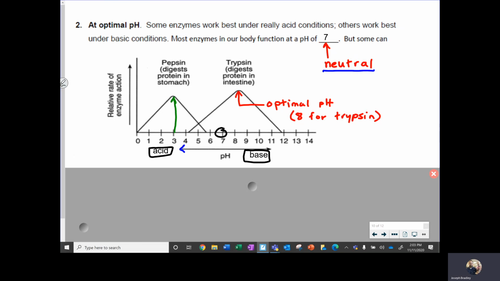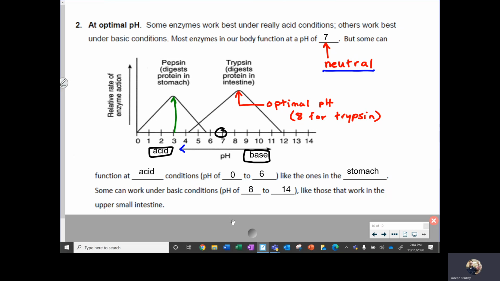Most enzymes are going to work at your normal blood pH, which is about 7, maybe a little bit above 7, like 7.3, 7.4. But you have some, like the ones in your stomach, that work at acid conditions, and then trypsin works at slightly basic conditions. The point of that is the combination allows you to neutralize the food that is coming out of your stomach.